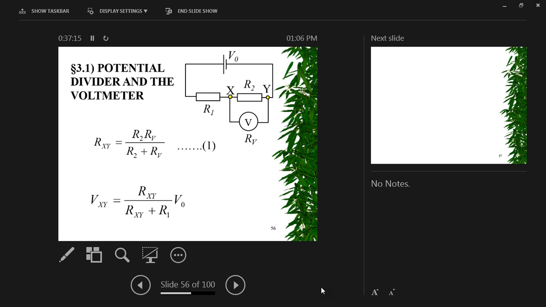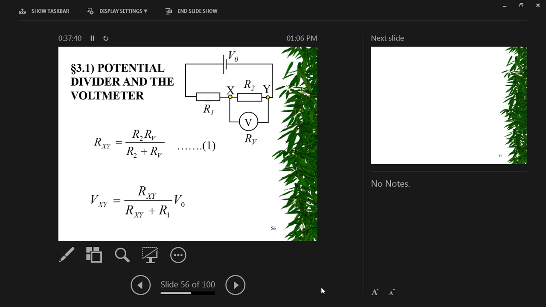Why? It's because when I connect a resistor in parallel with this resistor, the effective resistance between X and Y changes. So I still have to consider that when applying my potential divider principle. The potential divider principle says the resistance between X and Y, not just from this one object, but from any kind of object that's between X and Y, which means I have to compute the effective resistance.